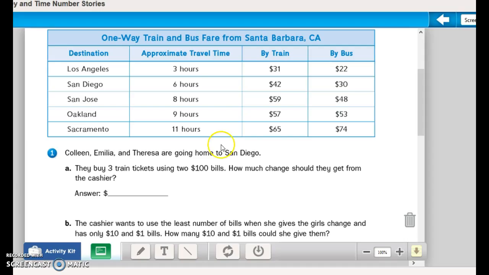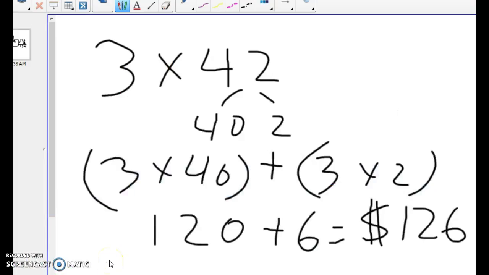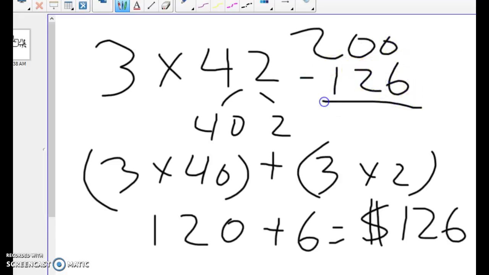And then it says I used 2 $100 bills, so that's the same as $200. So now this becomes 200 minus 126. So I'm going to think about what could get me up to 126. I know if I add 50, that'd be 176. And I'd have 24 more to go, so I know that it is $74.